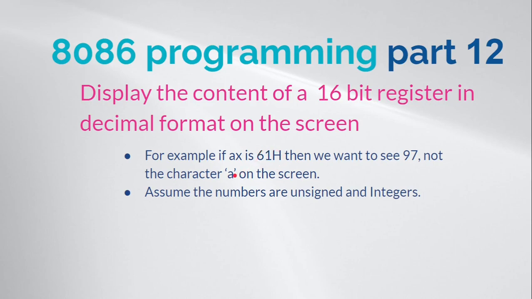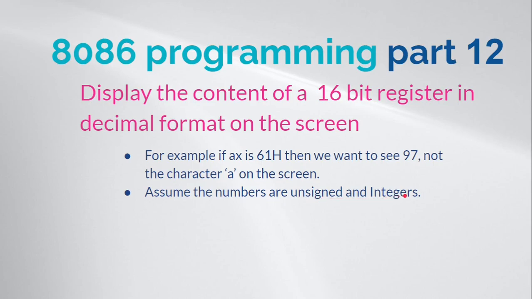But that is not something that we want here, right? What we want is, if it is 61H, that is 97 in AX, then in the output screen we want to see 97. You got the difference? Yeah, that is what we want to achieve. And the second thing is, we'll be assuming the numbers are unsigned and integers for simplicity.